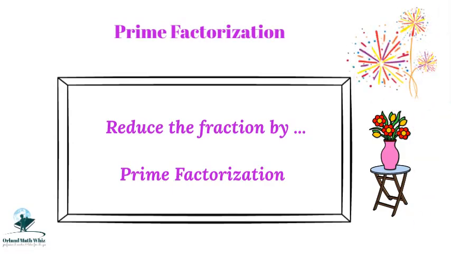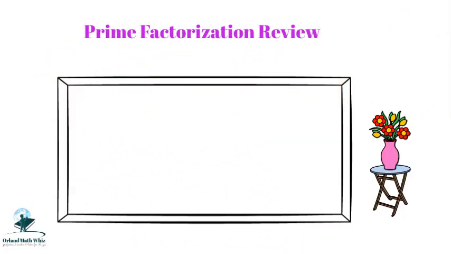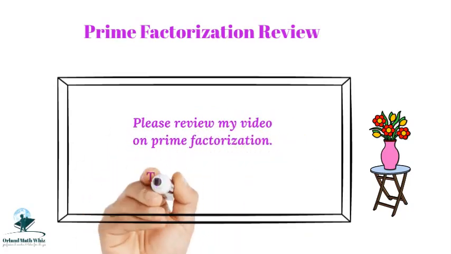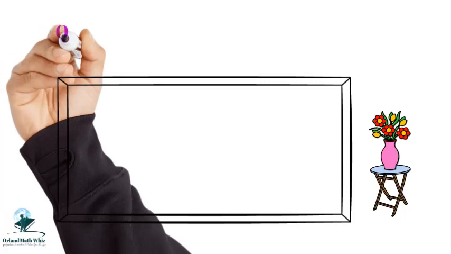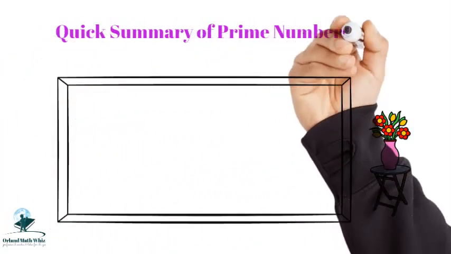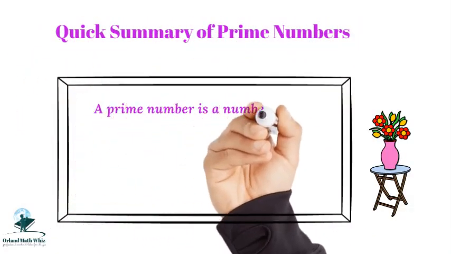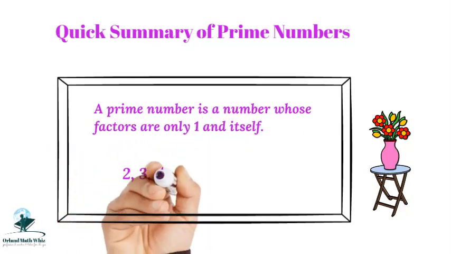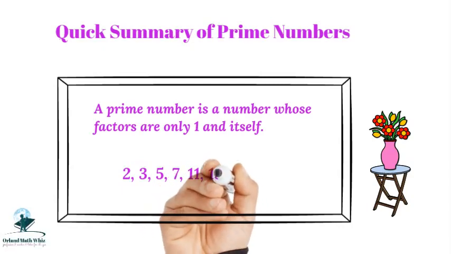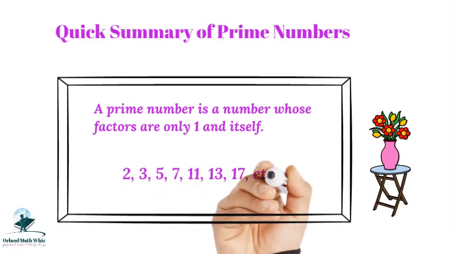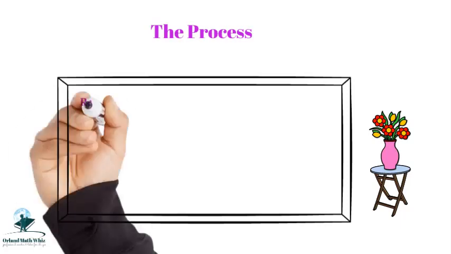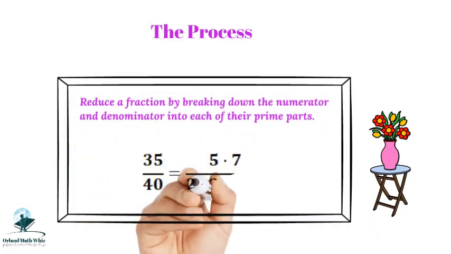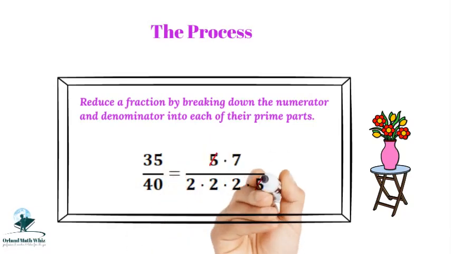If you are a little rusty with prime factorization, please take the time to review my video on that topic. I provided the link below. But, let me provide a quick summary of prime numbers. A prime number is a number whose factors are only one and itself, namely 2, 3, 5, 7, 11, 13, 17, etc. When reducing fractions, it is best to break down the numerator and denominator into each of their prime parts, then start canceling numbers.